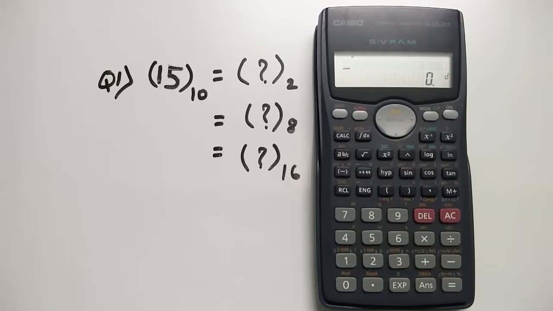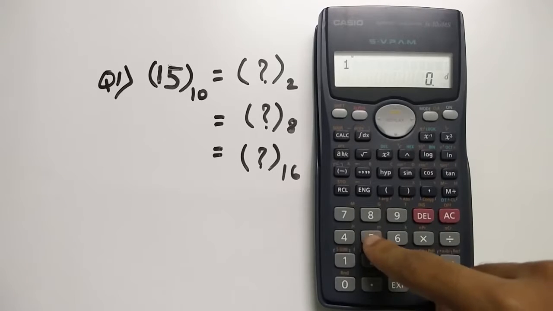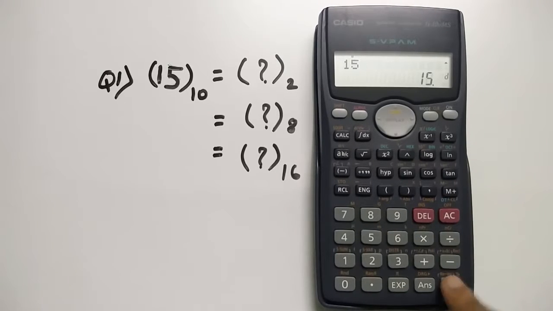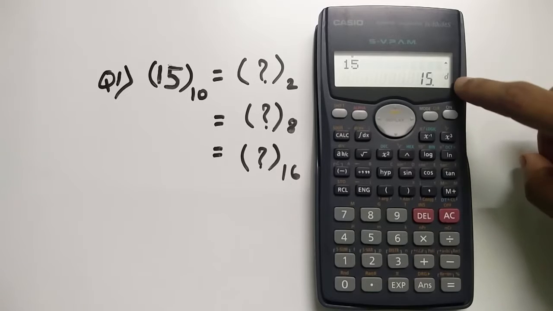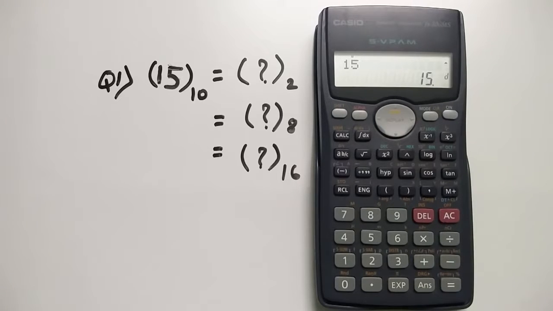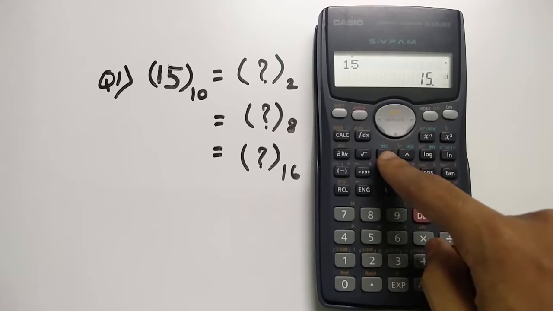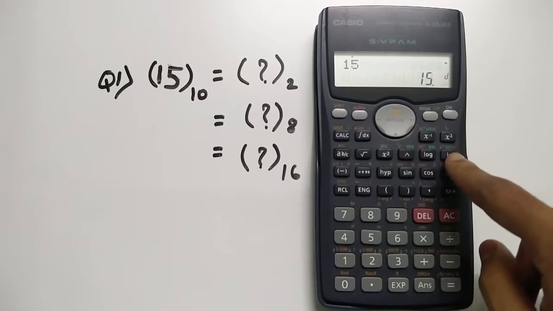So currently as you can see in the question we have to convert 15 in decimal to binary, octal and hexadecimal. So since our calci is in decimal mode right now, I'll just type in 15 and press the equal to button. So 15 is a decimal number as you can see because it is represented by the small letter d over here, and in order to convert it you just have to select the four options, that is decimal, hexadecimal, binary and octal.